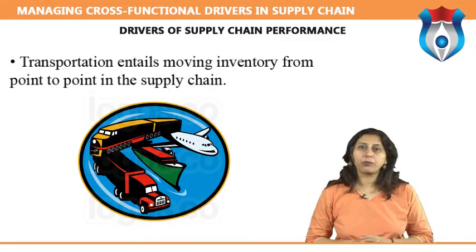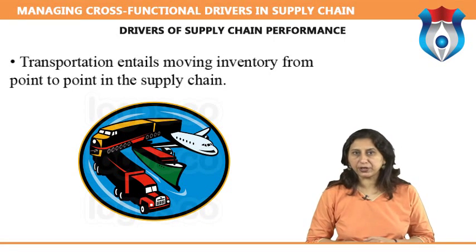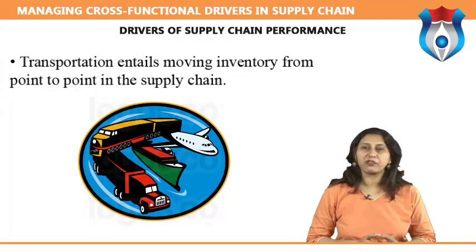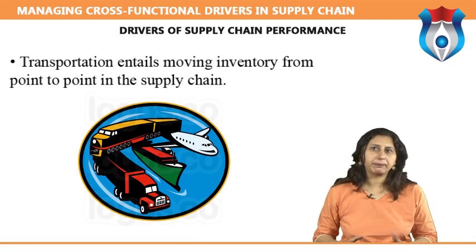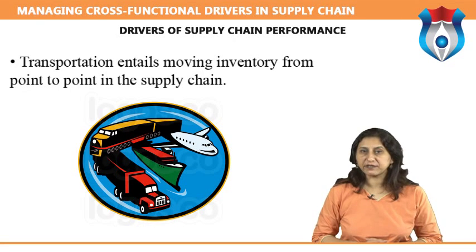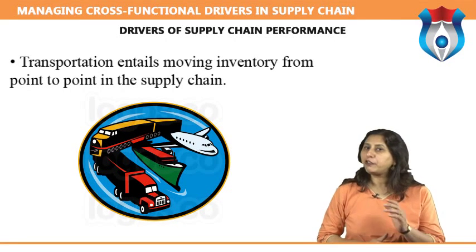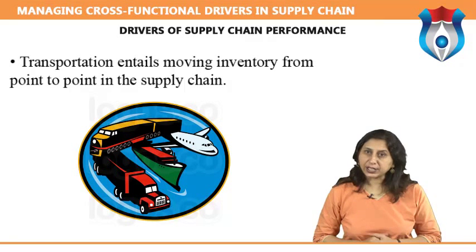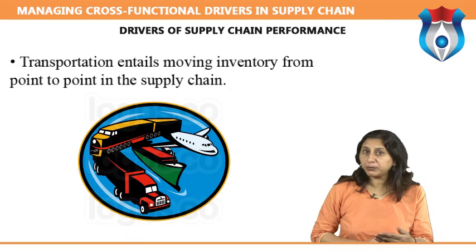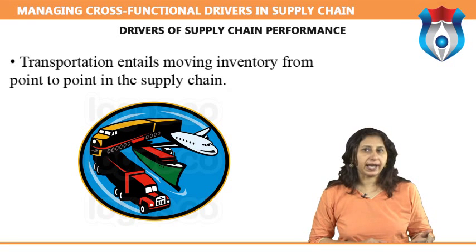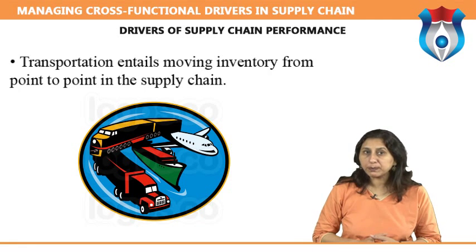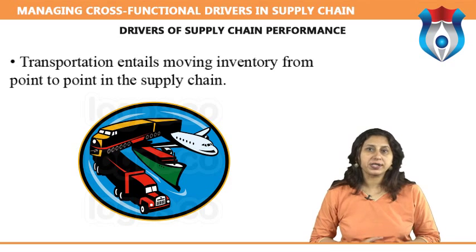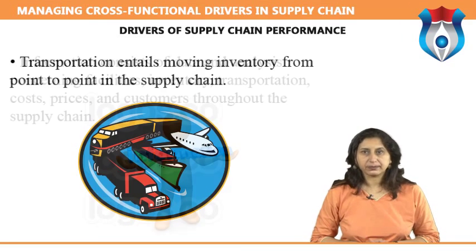Transportation entails moving inventory from point to point in the supply chain. Transportation can take the form of many combinations of modes and routes, each with its own performance characteristics. Transportation choices have a large impact on supply chain responsiveness and efficiency. For example, a mail order catalog company can use a faster mode of transportation, such as FedEx, to ship products, thus making its supply chain more responsive but also less efficient given the high costs associated with using FedEx.